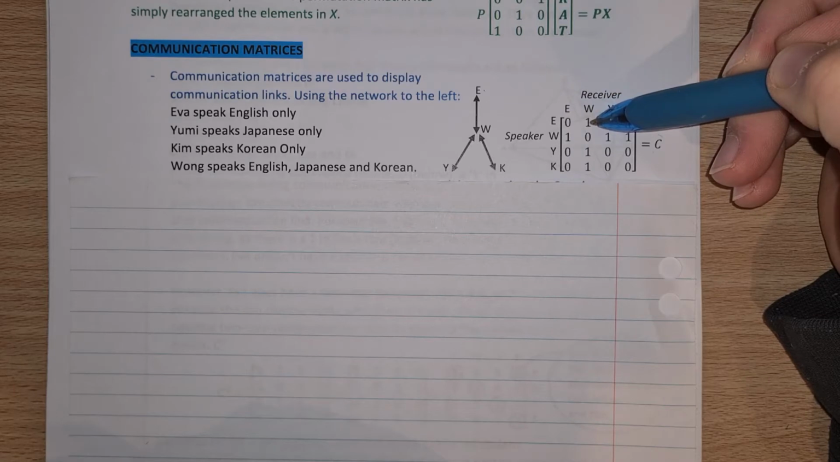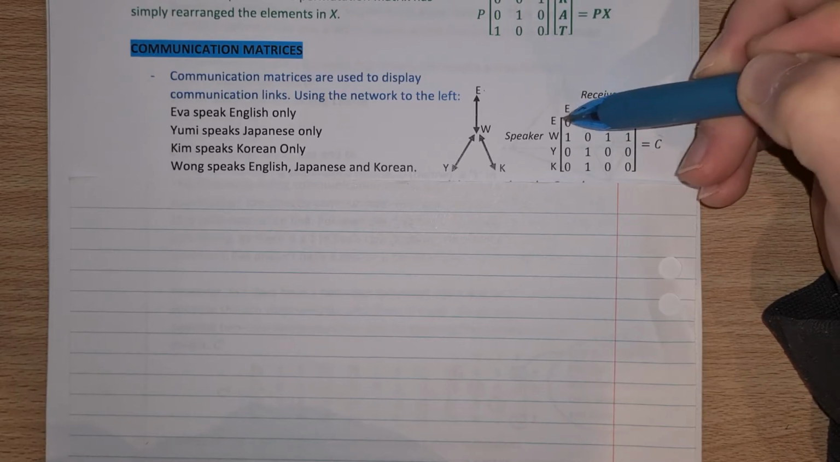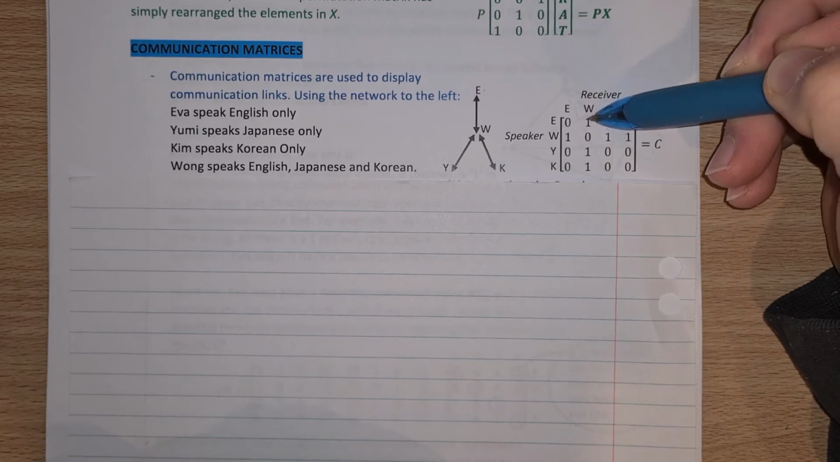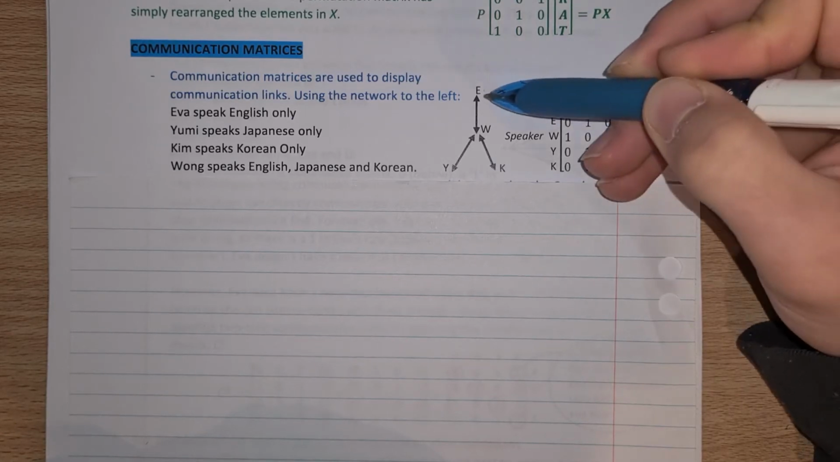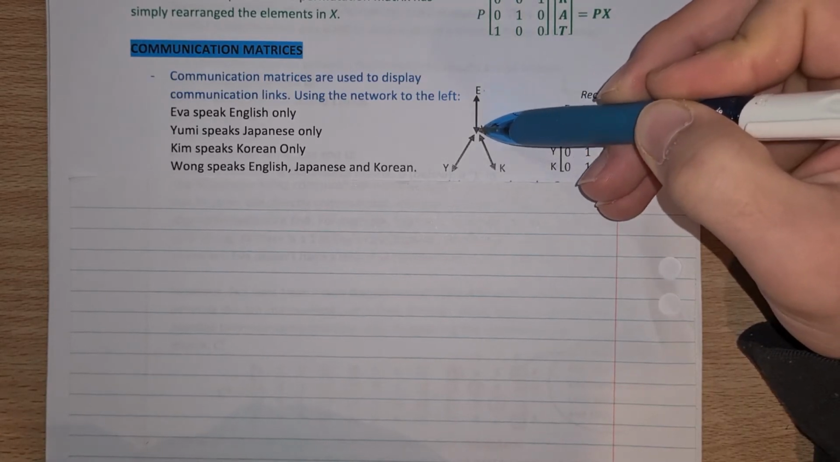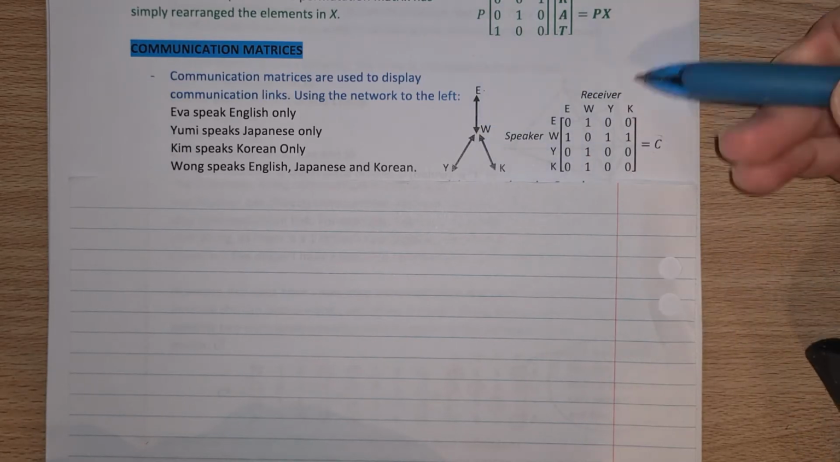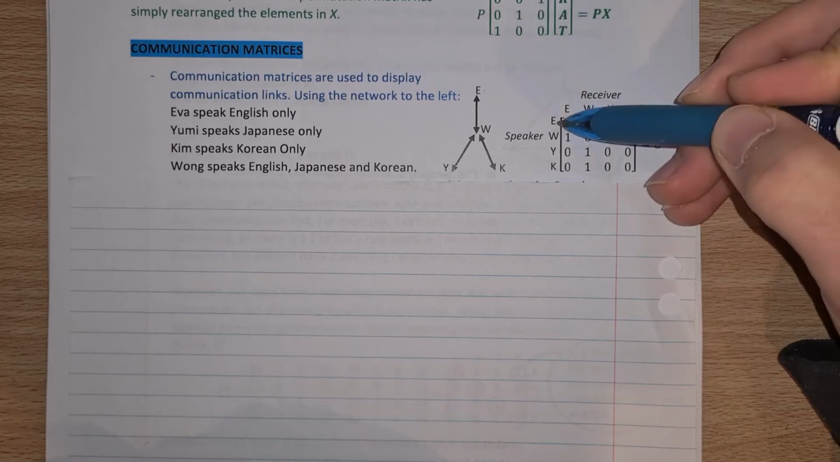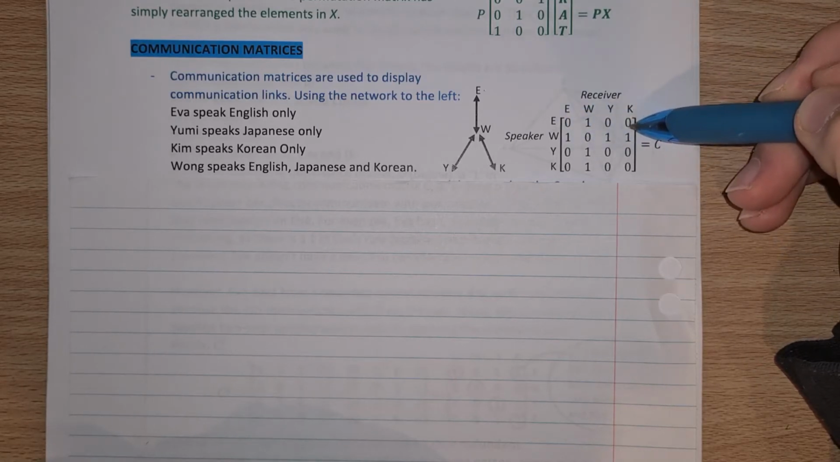Eva can directly speak to Wong. Eva can speak to Wong, and Wong receives the message. So we put a 1 there. See, we got sort of arrows going back and forth, so it's like a 2-way communication link. Eva cannot speak to Yumi, so we've got a 0. And Eva cannot speak to Kim, so we have a 0.